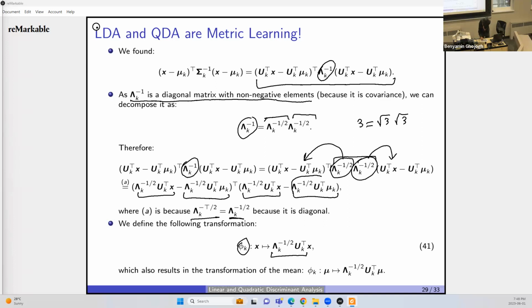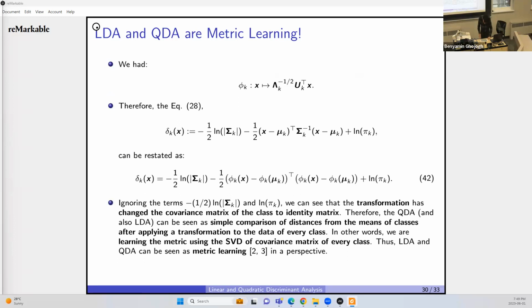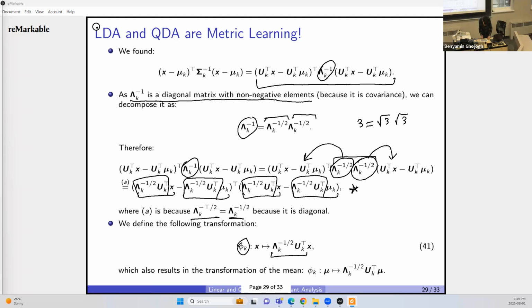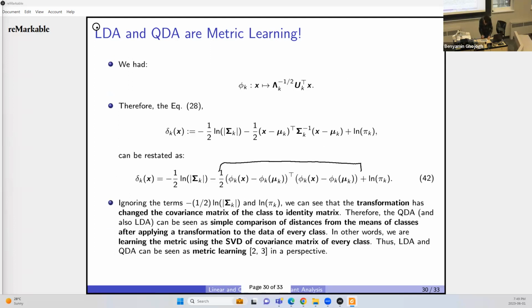And where do we see that? We see this a lot in here, here, here, here and here. We see it 4 times. So if I consider these, this becomes what? Exactly here. I just proved in the previous slide that it's equivalent to this. Do you remember? We simplified this to be this. Phi is the transformation which I defined in the previous slide. And I'm putting that back in delta k of x, which was equation 28, and I end up with equation 42.